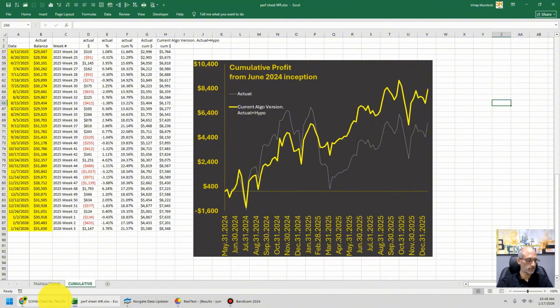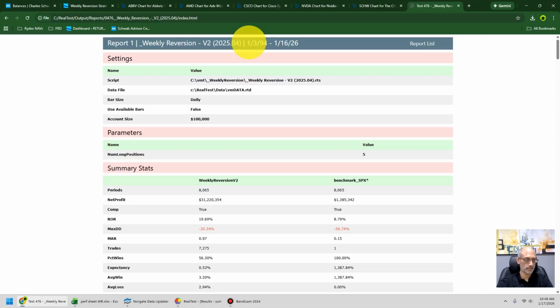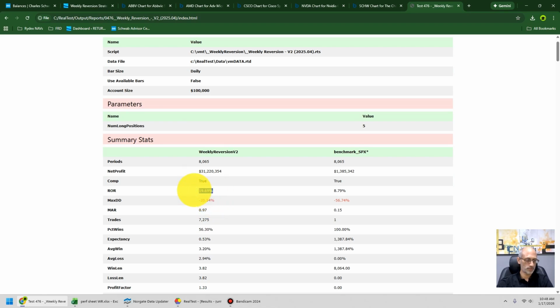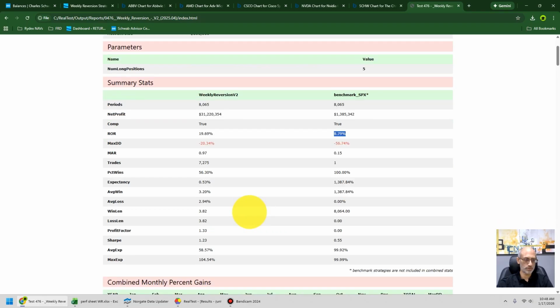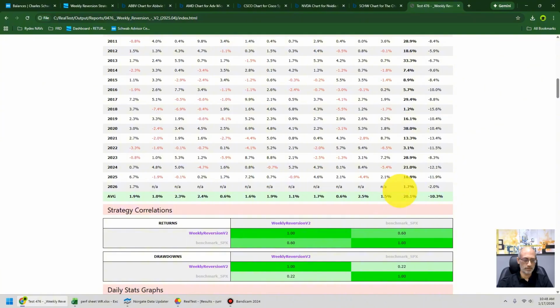And let's also look at the performance of the system over the long term. Here's a back test going from 1994 to present date. And over that time frame, the strategy's got an annualized return of about 20% compared to about 9% for the S&P 500 benchmark index. And year to date, the strategy is up 1.7%.